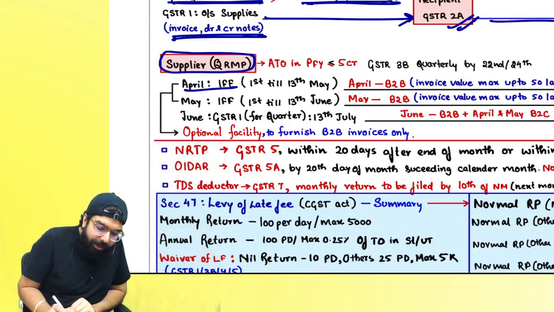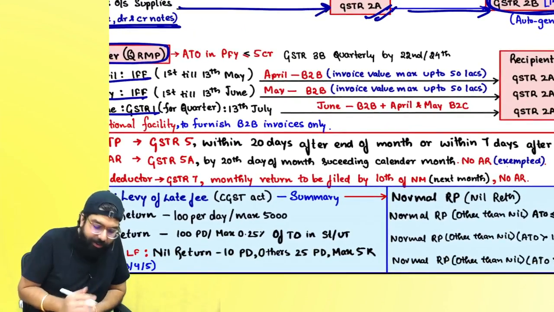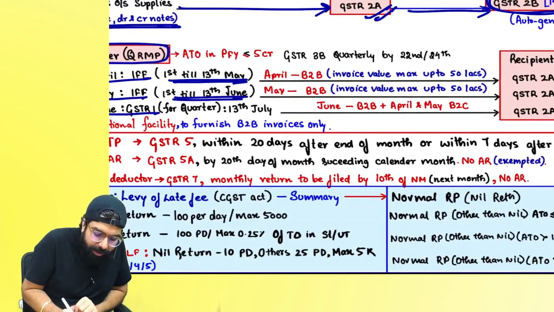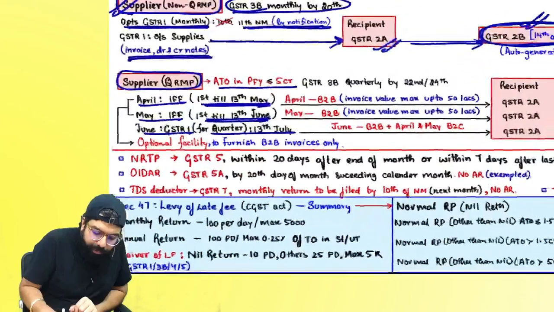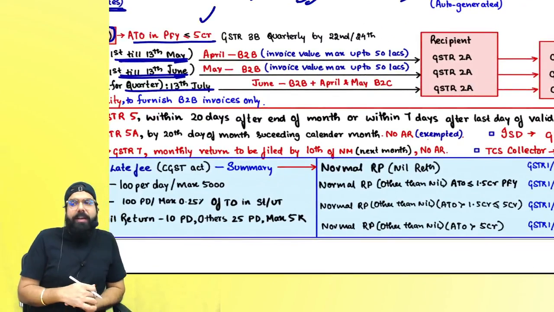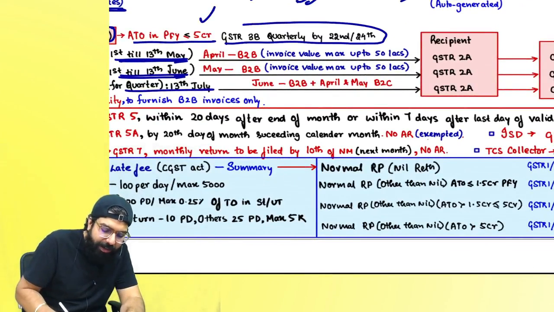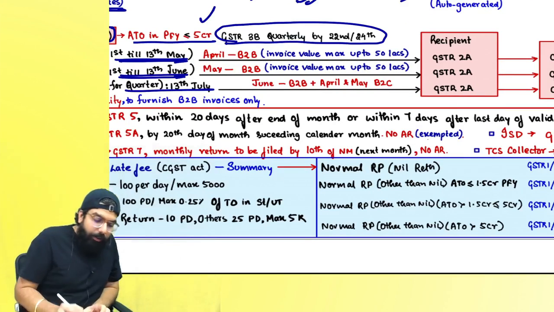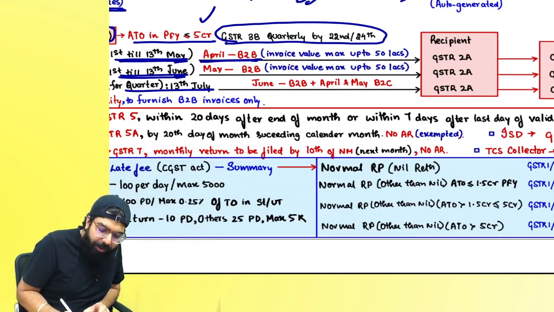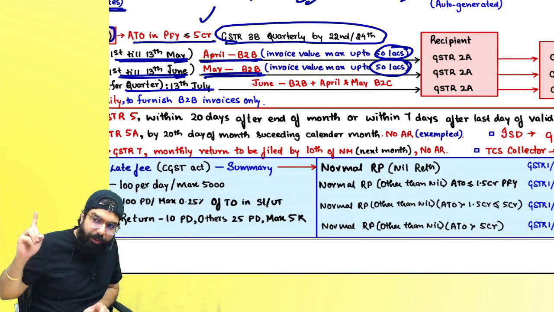Everyone, for April month you will do IFF, for May month you will do IFF, and for June month you will do GSTR 1, on 13th, 13th and 13th. Now here, always remember one thing, the quarterly return is allowed if your turnover is less than or equal to 5 crore, and you will have to file your GSTR 3B on the 22nd or 24th after the quarter ends. Sir, in April you will disclose B2B invoices, in May you will disclose B2B invoices, but maximum how much can be disclosed? Up to 50 lakh rupees invoice value.